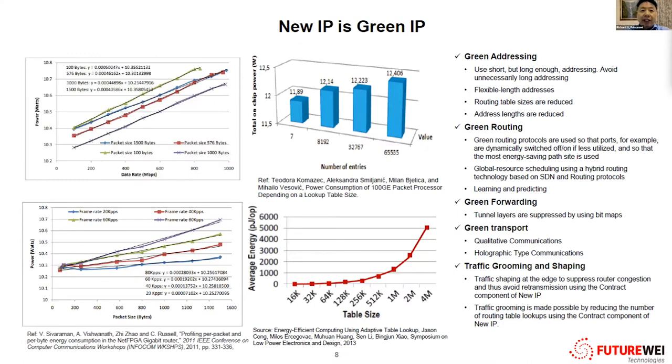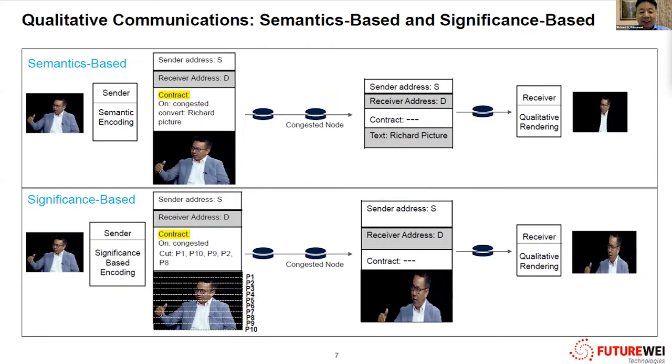Some applications like AR, VR, and holograms require high bandwidth and are subject to motion-to-photon time. We developed a new communication method called qualitative communication. In this slide, I give two examples. One is semantics-based qualitative communication, and the other is significance-based qualitative communication.